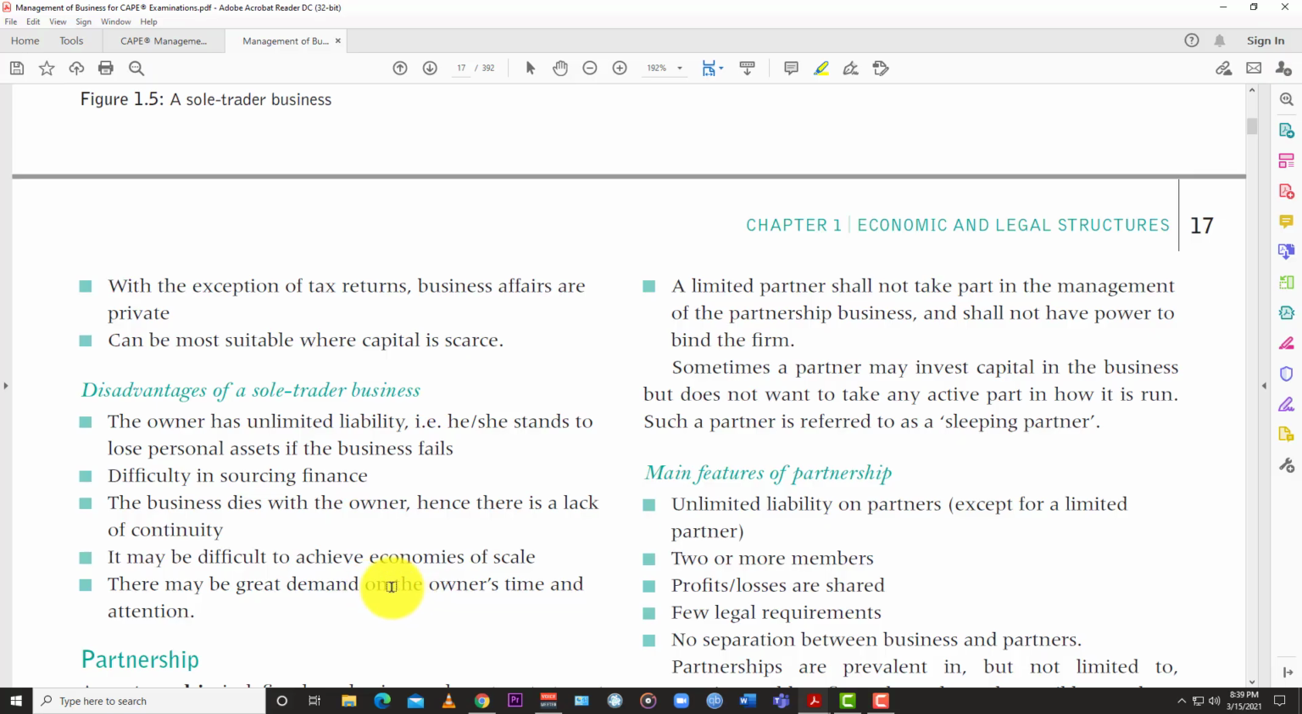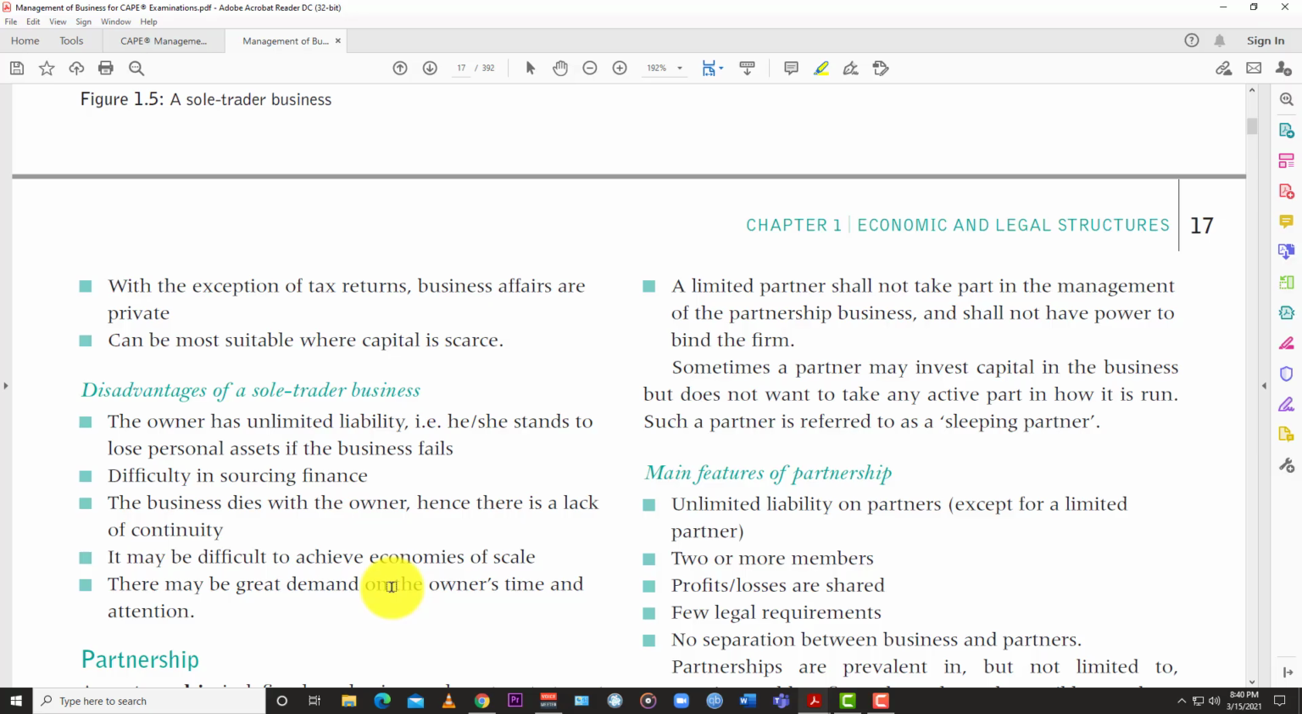There may be great demand on the owner's time and attention. Again, you're alone, you're the only one, so everything comes back to you. Any decision that has to be made, that's you. Anything that needs to be done, that's you. When your workers have gone home and there's stuff left to do, that's on you still. So you're going to find yourself working a large number of hours weekly just to get your company up and running and functioning properly. After all, it's in your best interest for it to be successful.